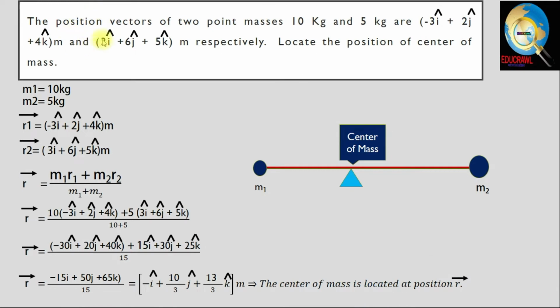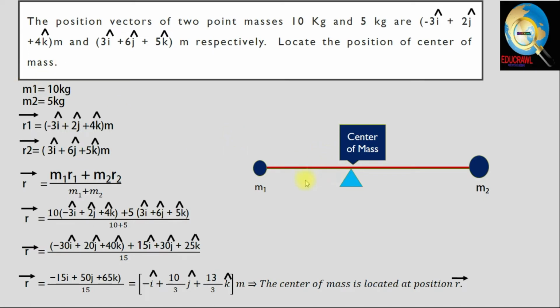The next question. The position vectors of two point masses, 10 kg and 5 kg, are minus 3i cap plus 2j cap plus 4k cap meters and 3i cap plus 6j cap plus 5k cap meters respectively. Locate the position of the center of mass.